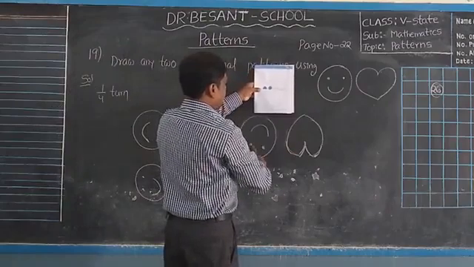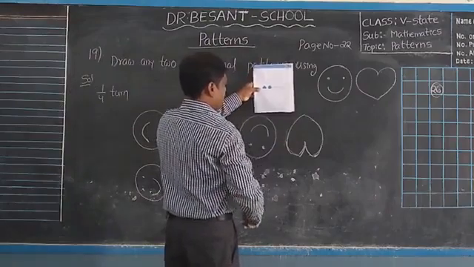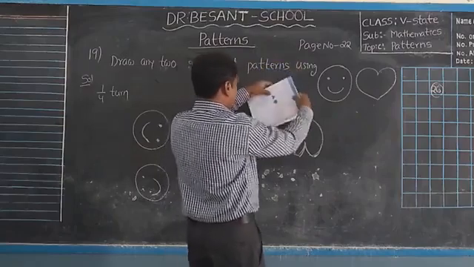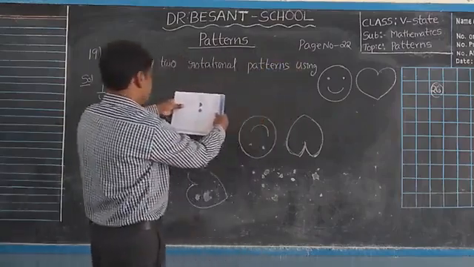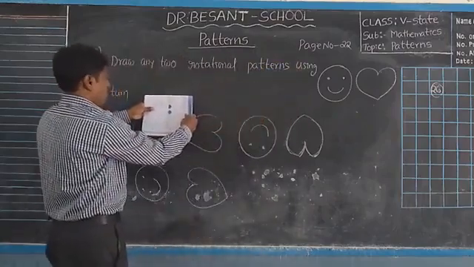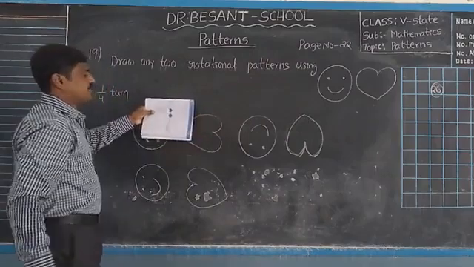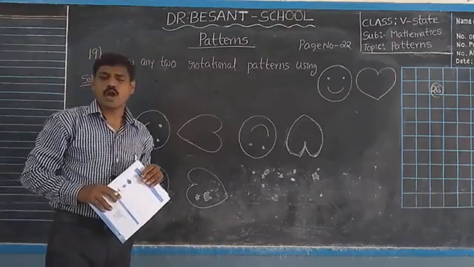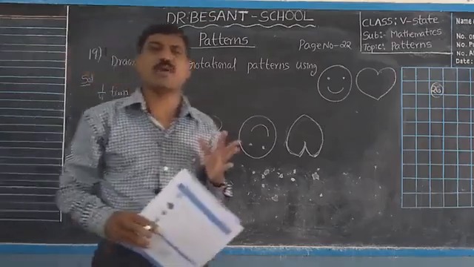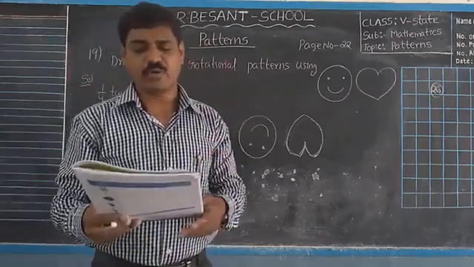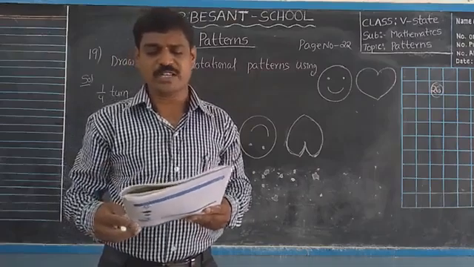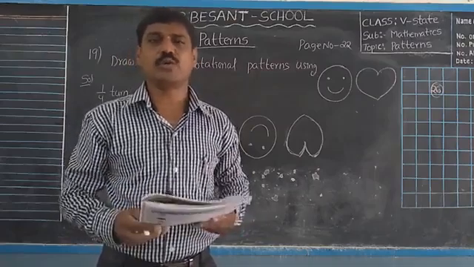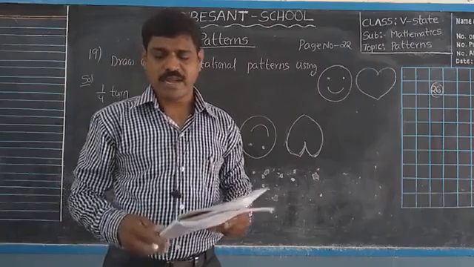Next 1 by 4 turn. Okay, children. These two. Okay. Next 1 by 4 turn. These two. Okay. Like this, you have to draw the pictures. Clear, children? How many problems are there? That many problems you can do in this way only. Draw any two rotational patterns using these two. You can do like this. Clear, children?